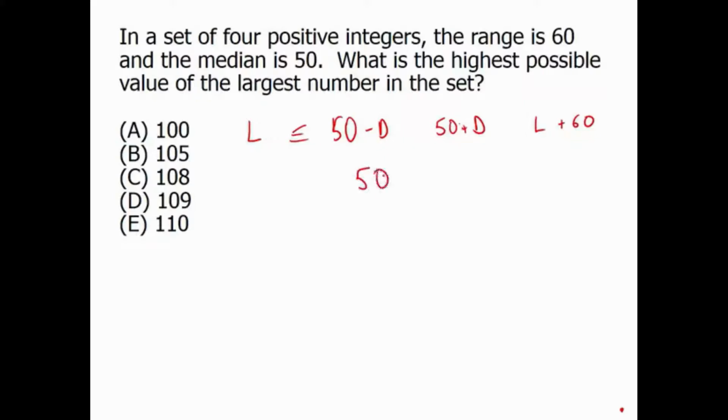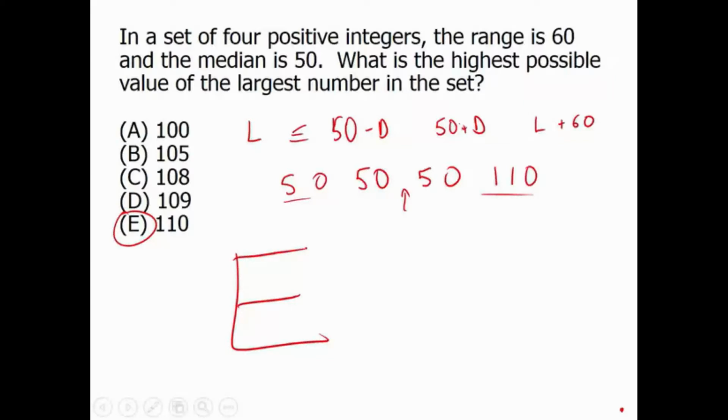We could have the two middle numbers equaling 50. Well, then if the two numbers in the middle are equaling 50, there's no reason that the lowest number can't also be 50. And then we'd have 110. So in other words, that low number can't be higher than the median, but it could be equal to the median. So the median of this set is indeed 50. That's between the two middle numbers, so it is 50. And the highest number here is 110. And so the answer is answer choice E.